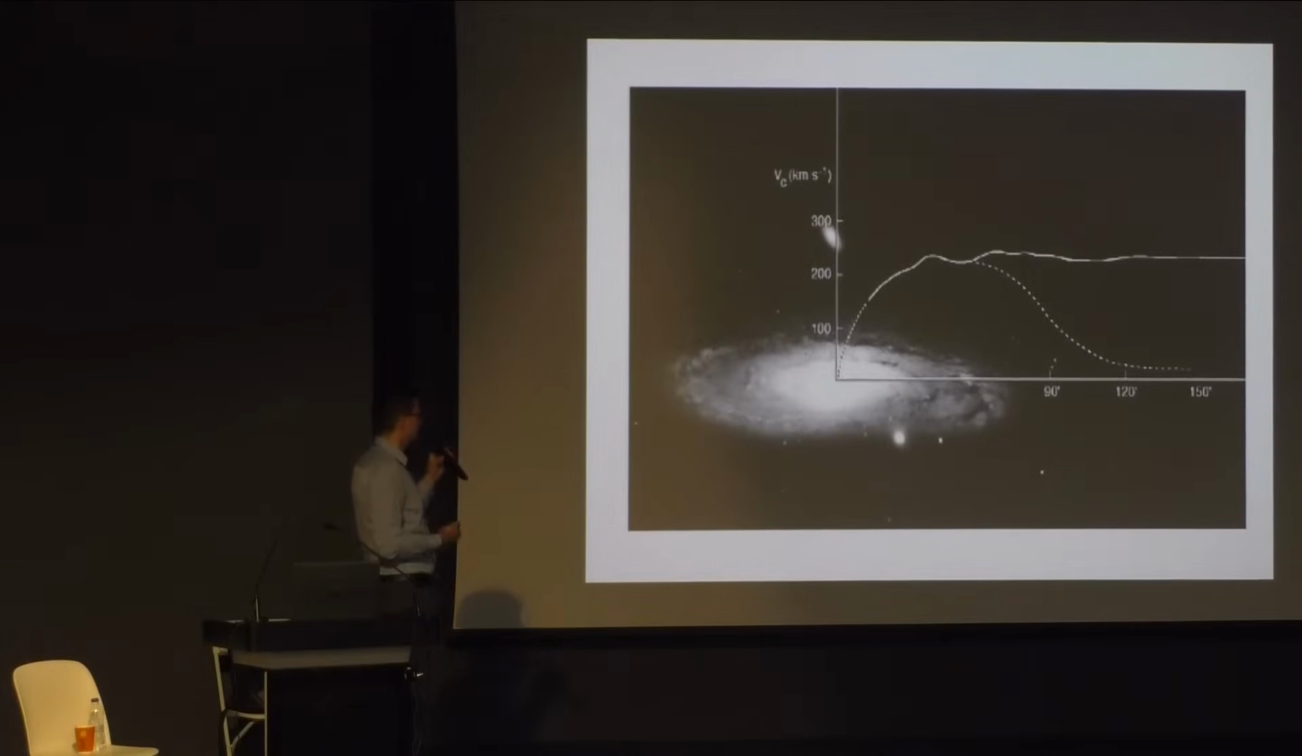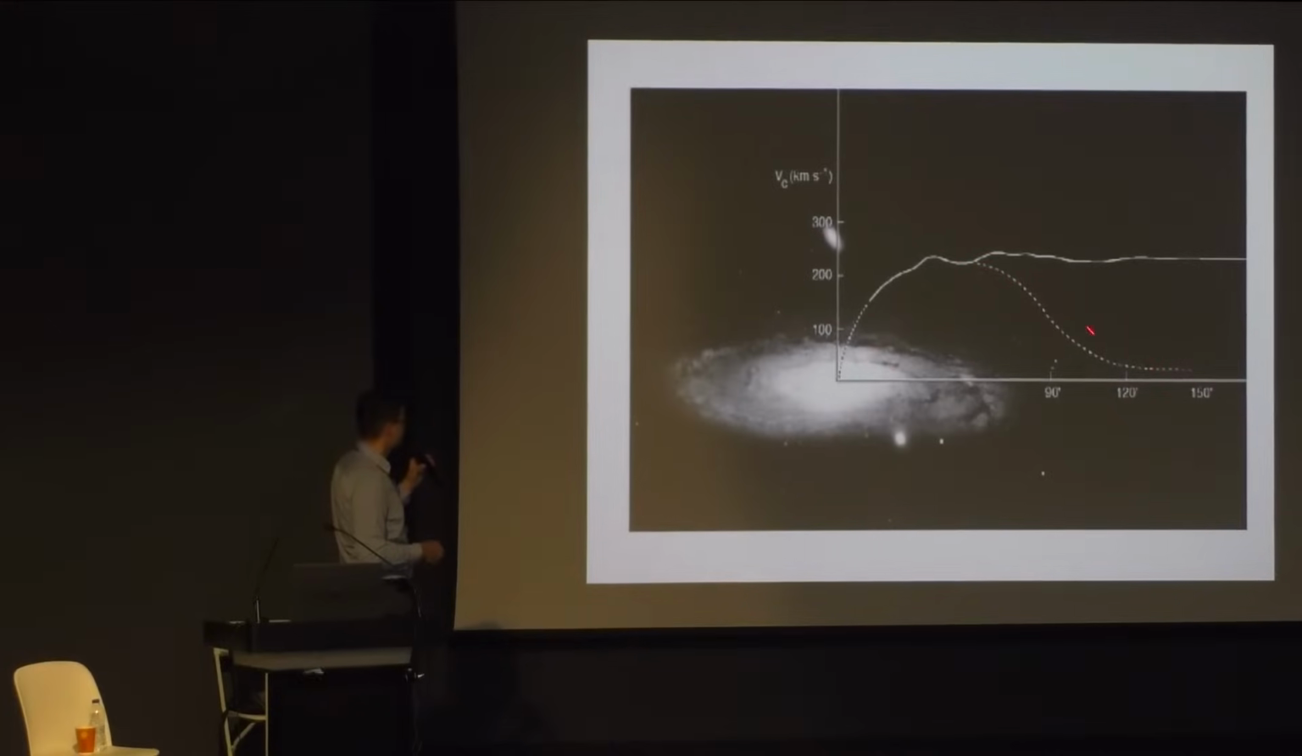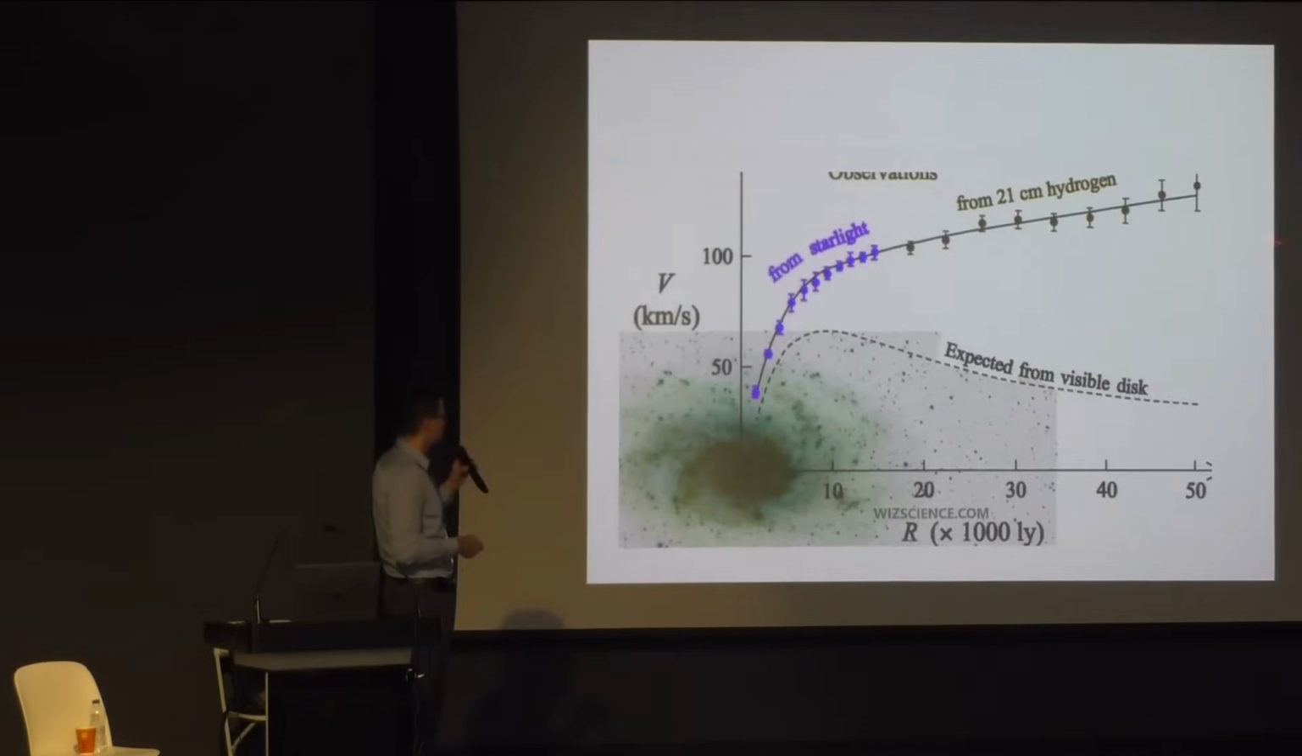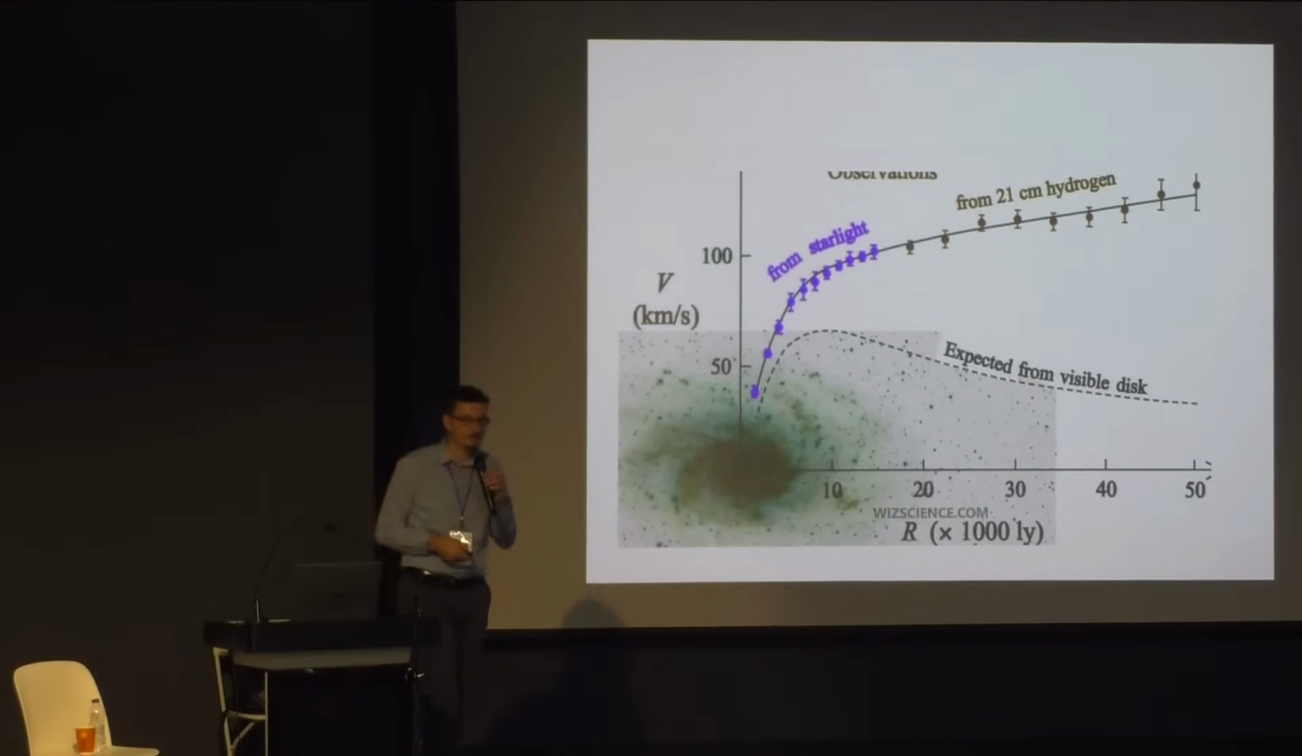And this is just one more image of the same thing. This is your expectation from theory, and this is your measurement. You cannot see stars here anymore, but you can measure from the hydrogen line. By the way, do you know how this line is formed? Does anybody know?